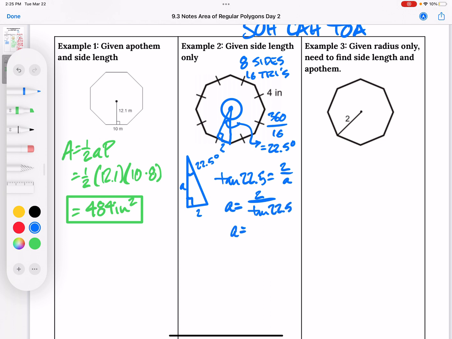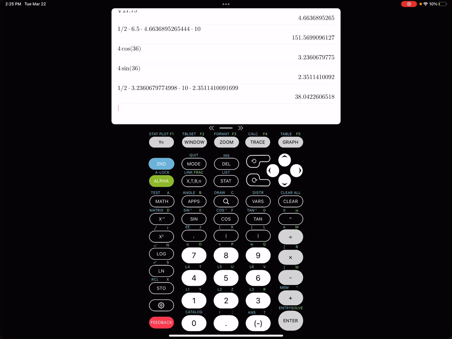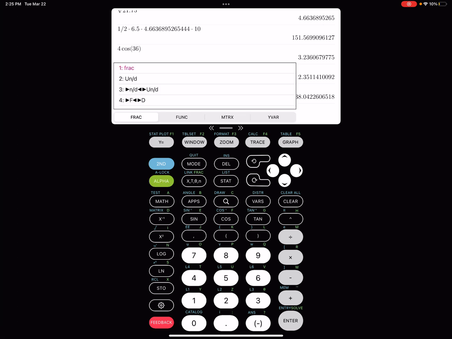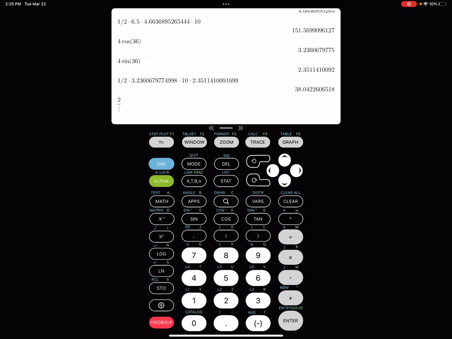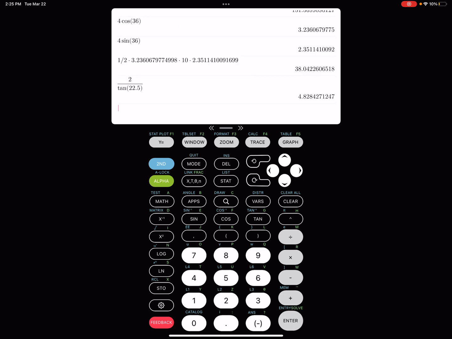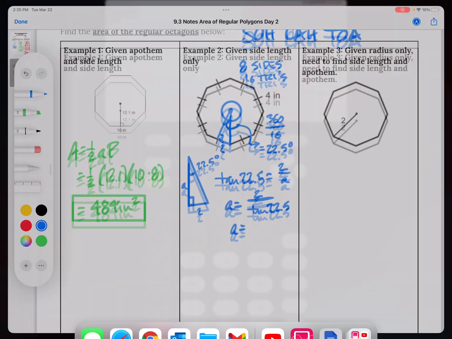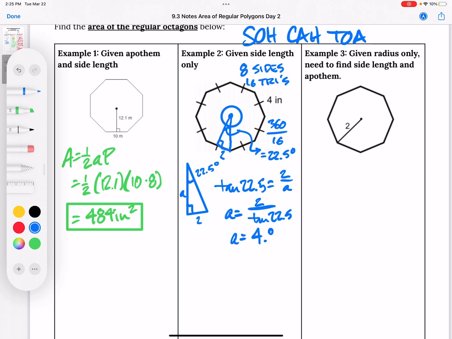So my apothem is 2 over tangent 22.5. Boom. 4.83. If I had set it up the wrong way, if I did 2 tangent 22.5, that's the other possibility, you see I would get 0.8. So I know that 4.83 is the actual apothem here. This is 4.83. All right.